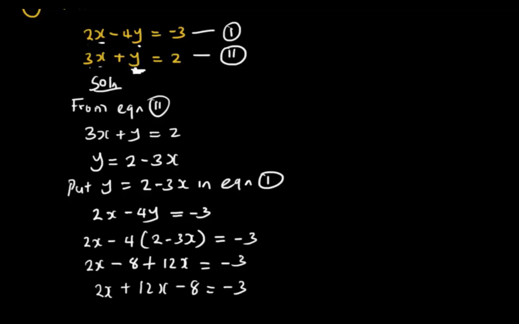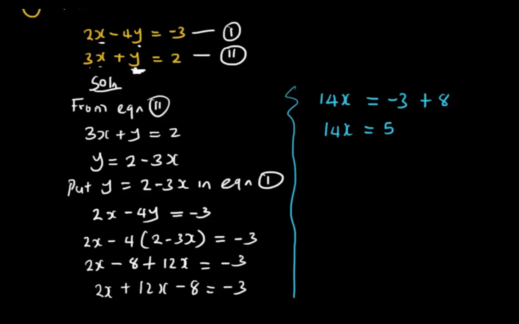Now let me solve the remaining parts on this side. So I'll be having 2x plus 12x is 14x. I take minus 8 to the other side, so I will have minus 3 plus 8. So we'll be having 14x equals minus 3 plus 8, which is 5. So divide both sides by 14. x equals 5 over 14.